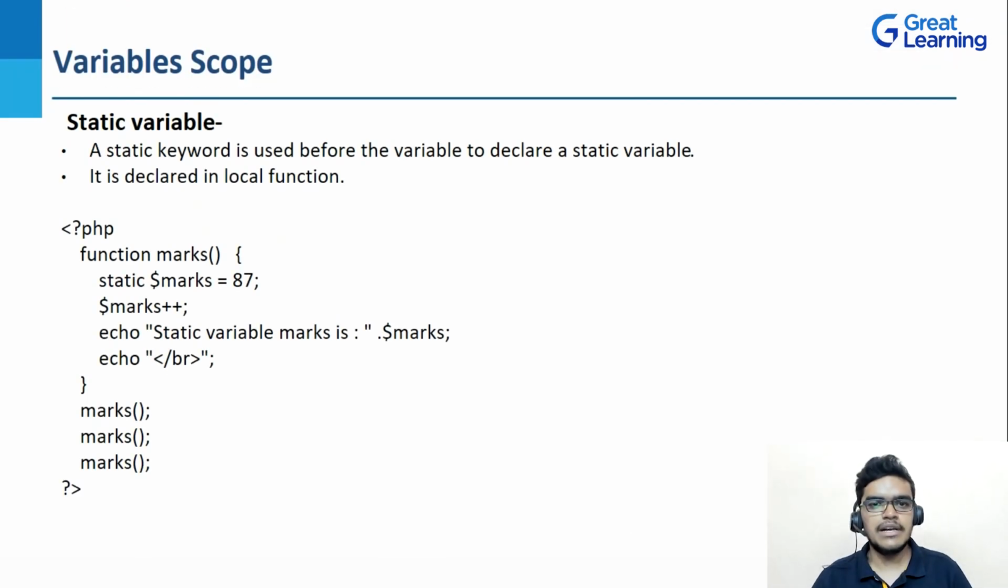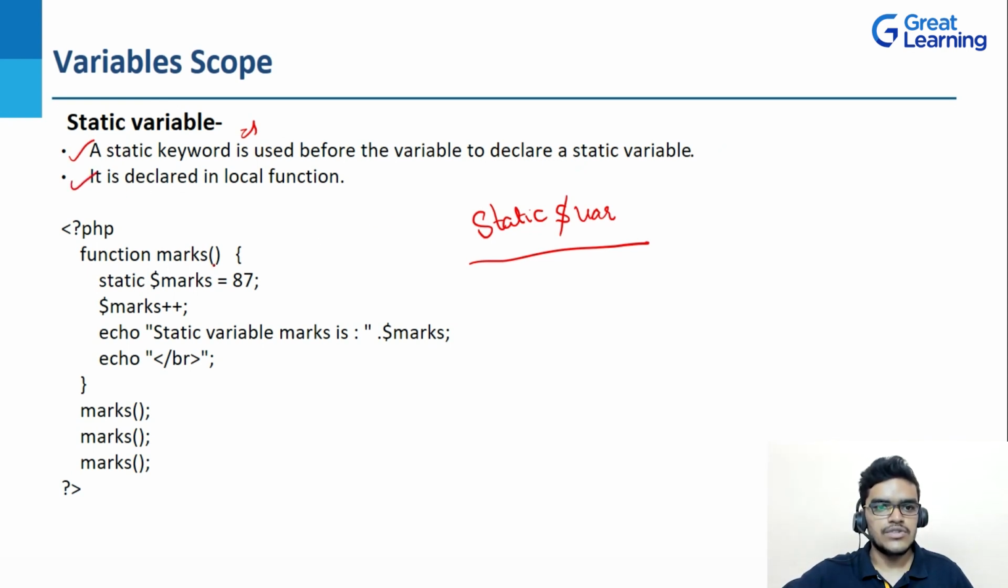So the last variable that we have is the static variable. So what is a static variable? If I want to declare a variable in PHP, I will write first dollar, and then I will write the variable name. To declare a static variable, I will write static here. So this is my static variable. The static keyword is used before the variable to declare a static variable, right? Now next, it is declared in a local function, right? So it will be declared inside a local function.